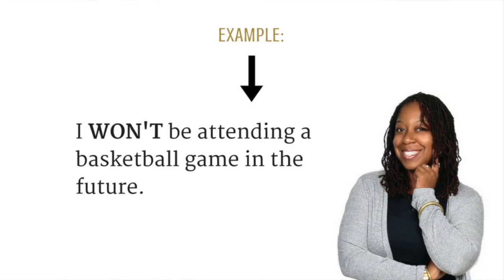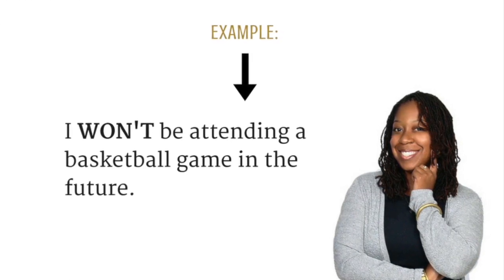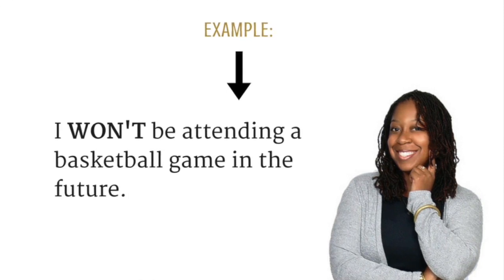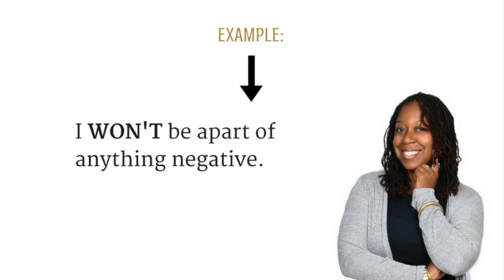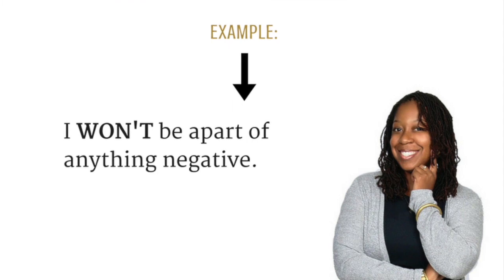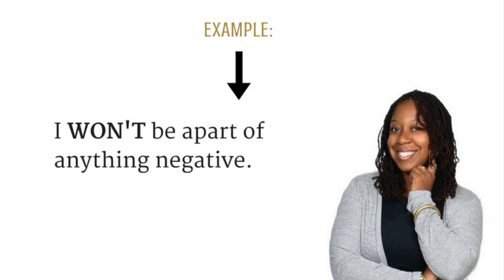I won't be attending, I don't know, a basketball game in the future. I won't be a part of anything negative. Those are example sentences using the word won't. Won't, W-O-N apostrophe T, is different from W-A-N-T. Two totally different words. Want, W-A-N-T, a desire or something that's in lack, and won't, meaning will not, W-O-N apostrophe T. Two totally different words.